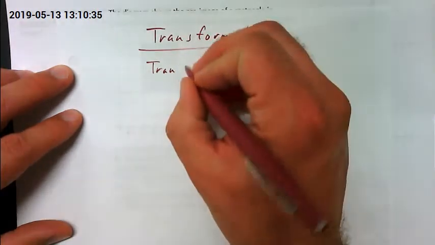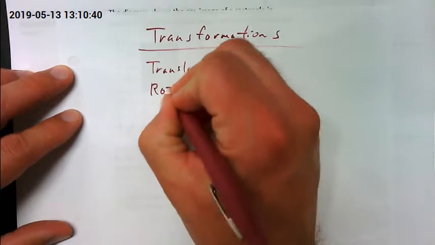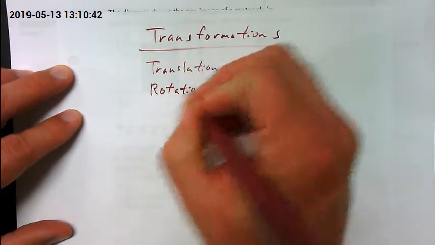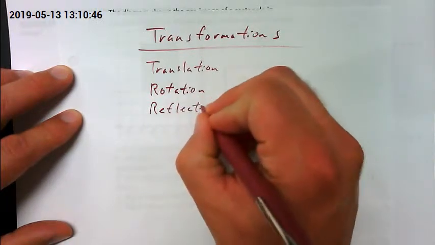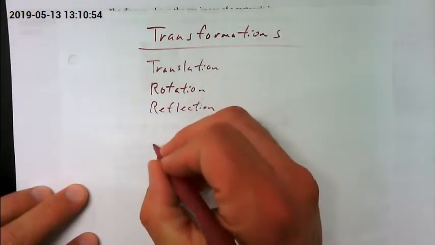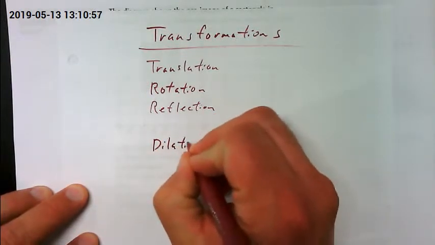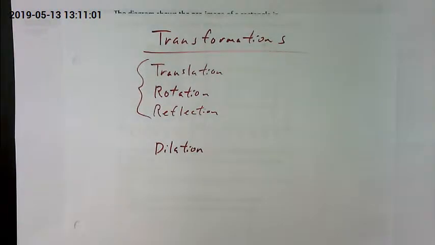Hold on. Let me write those down first. So I heard translation, a rotation, and I heard a reflection. Now, these are the 3 that get grouped together. There's one other one. What's the other one? Starts with a D. Dilation. Now, those 3 get grouped together. All right. This one is completely separate.